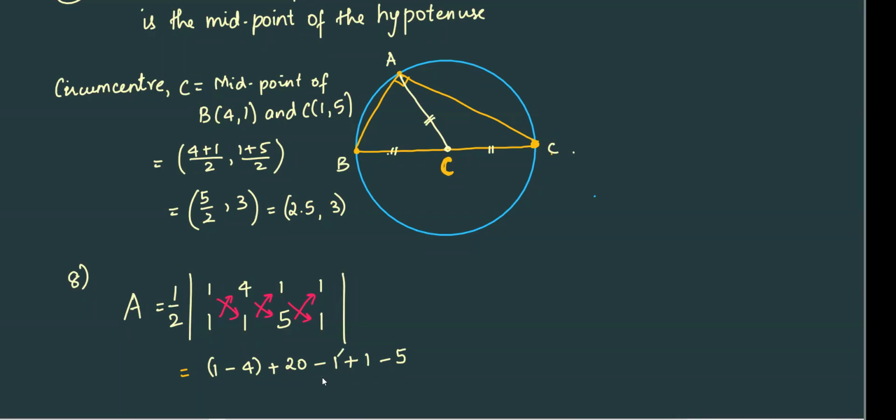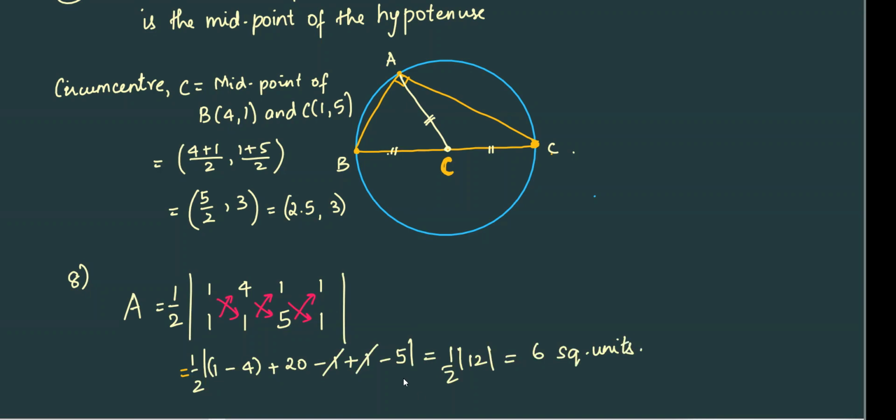Okay, so 1, 1 cancels. Now we have 20 plus 1, 21, minus 9. 21 minus 9 is 12. So half of 12. Half of 12 is 6 square units.